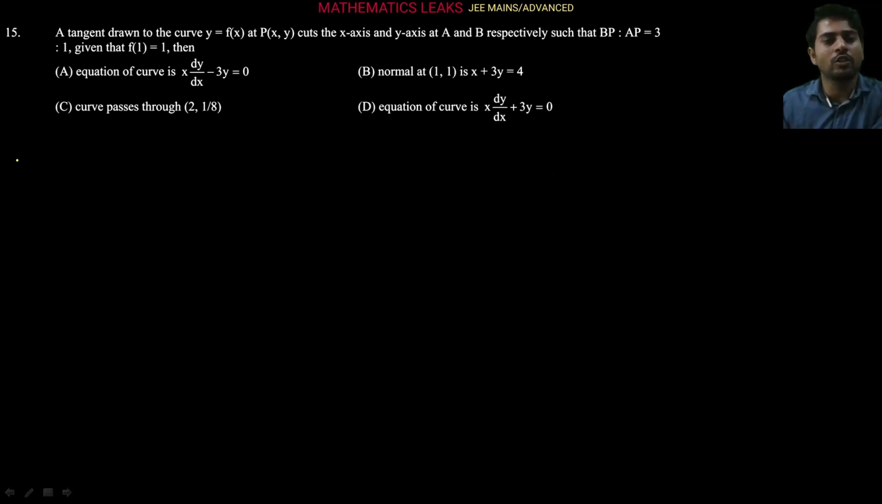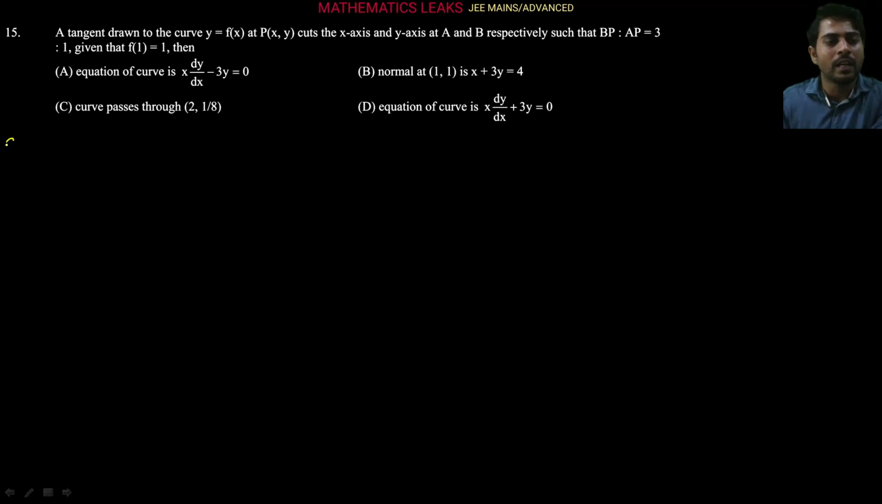Next question is: a tangent drawn to the curve y equals f(x) at point P(x, y) cuts the x-axis and y-axis at A and B respectively, such that BP:AP is equal to 3:1. Given that f(1) is equal to 1, which of the following options are correct? So it is a multiple choice question.